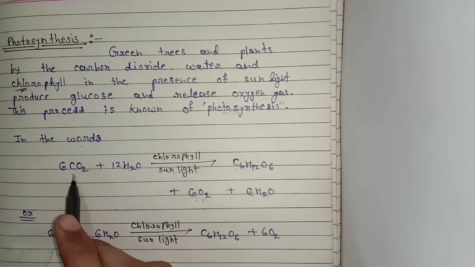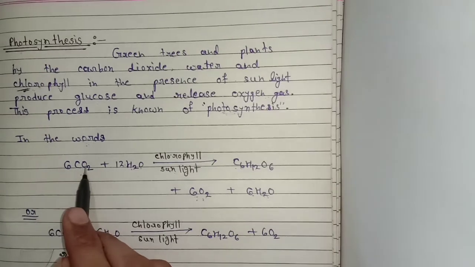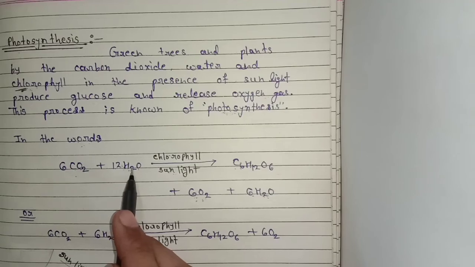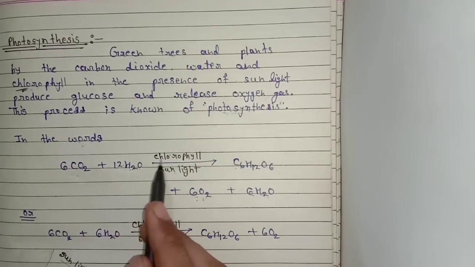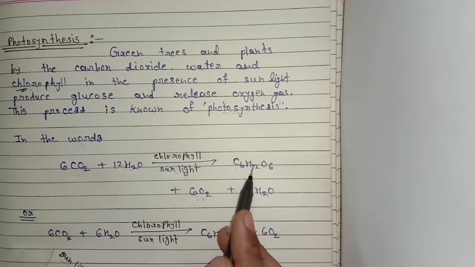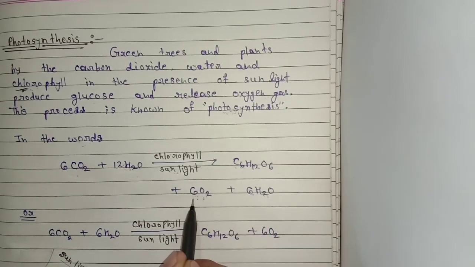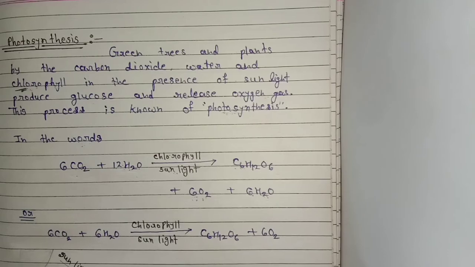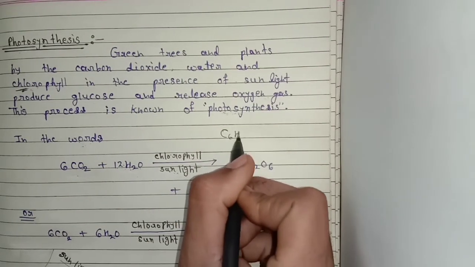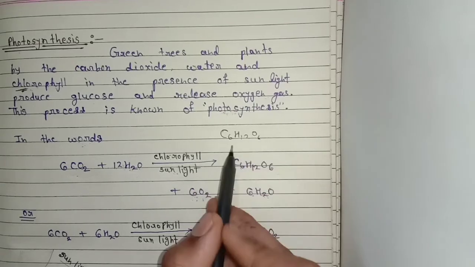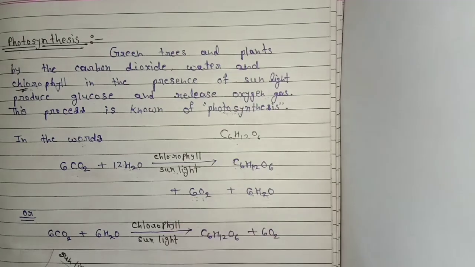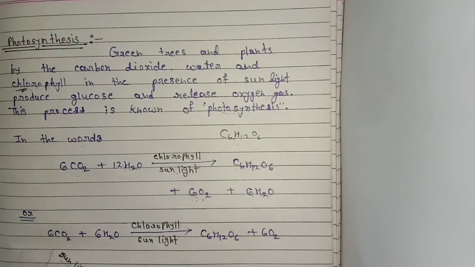Okay, so firstly, you can easily observe here there are 6 molecules of carbon dioxide and 12 molecules of water. With chlorophyll and in the presence of sunlight, glucose, C6H12O6, is produced and oxygen gas is released. Okay, so remember the formula of glucose: C6H12O6 is the formula of glucose. So yeah, remember that.